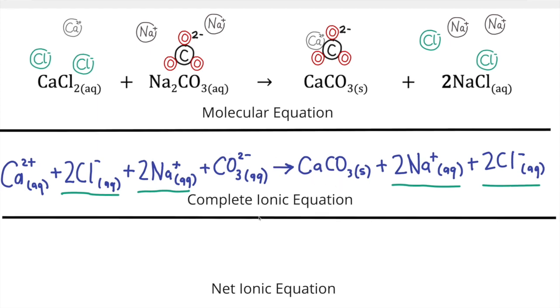This leads us to the last way that we could represent this chemical equation, the net ionic equation. The net ionic equation only includes those ions that end up reacting, forming something new. Because the chloride and sodium ions just stay aqueous, they don't end up forming a solid, we take them out of the equation.